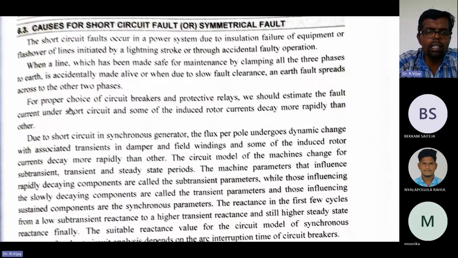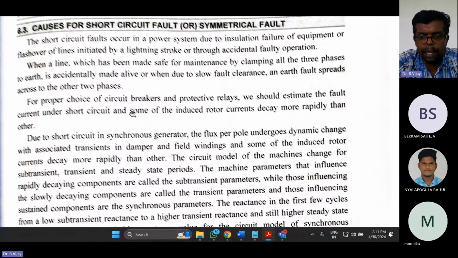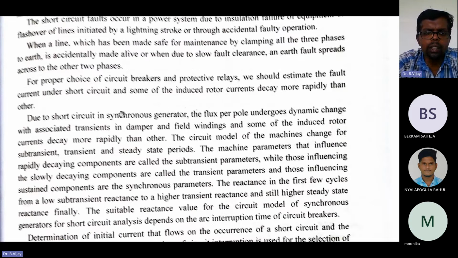We should estimate the fault current under short circuit, and some of the induced rotor currents decay more rapidly than others. This also might be happening. There are many things due to short circuit in the synchronous generator. The flux per pole undergoes dynamic change with the associated transients in damper and field windings, and some of the induced rotor currents decay more rapidly than others.